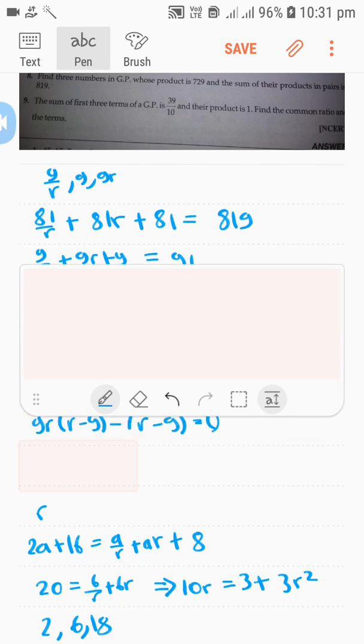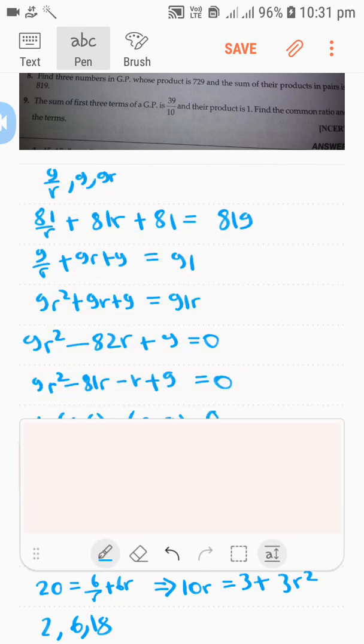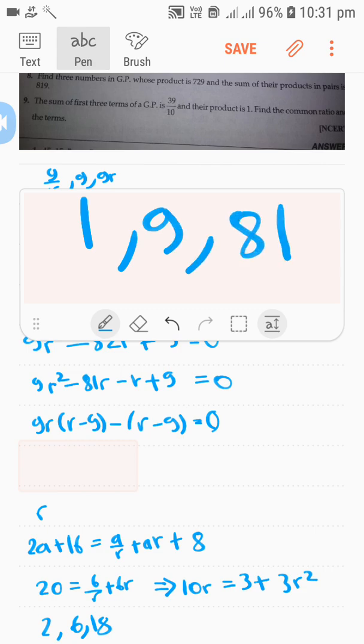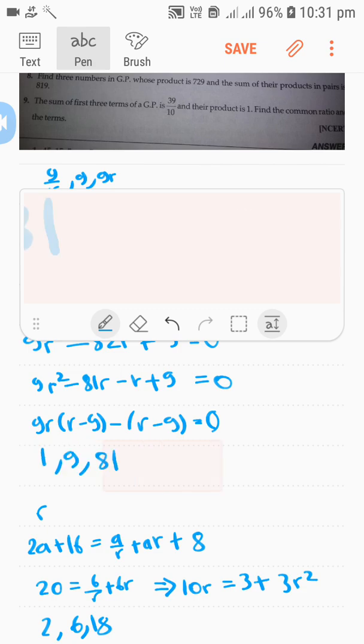I just move it up. And what was the middle term? 9. Oh, that's nice. So yeah, the GP is going to be 1, 9 and 81. It's like that. This was easy.